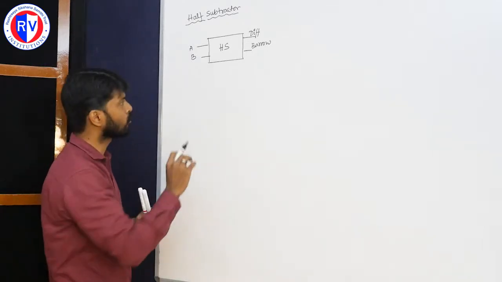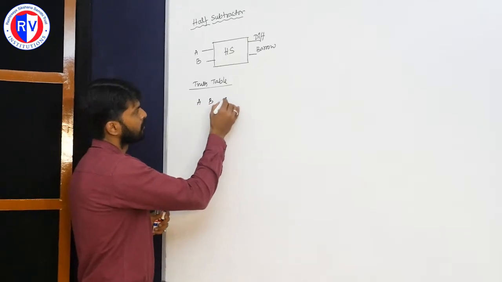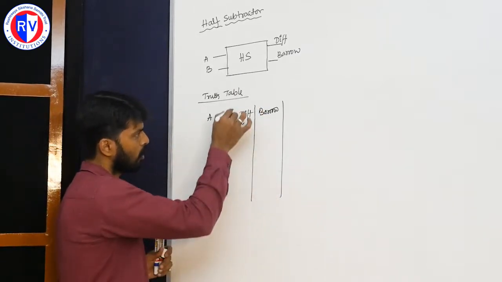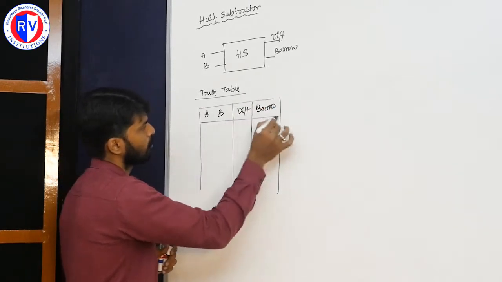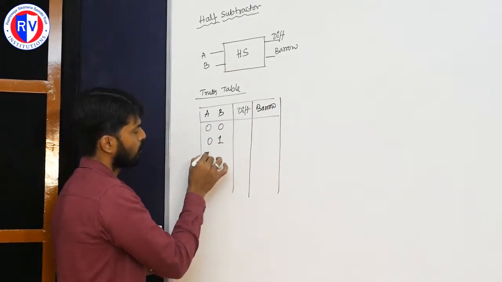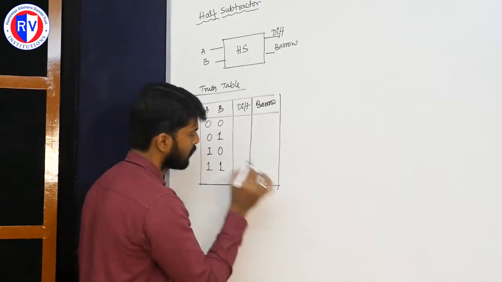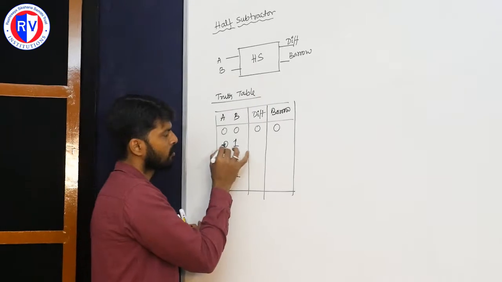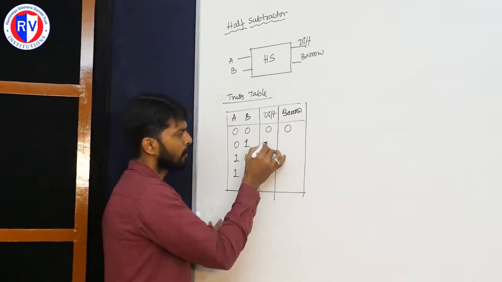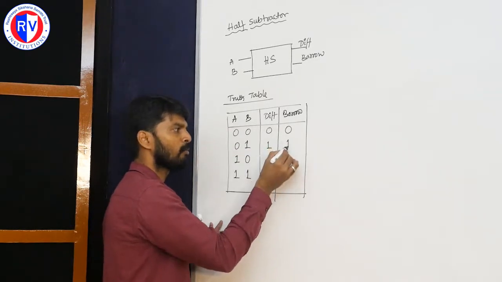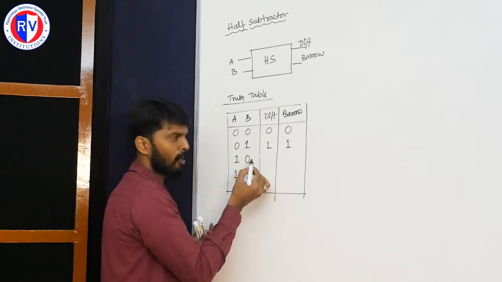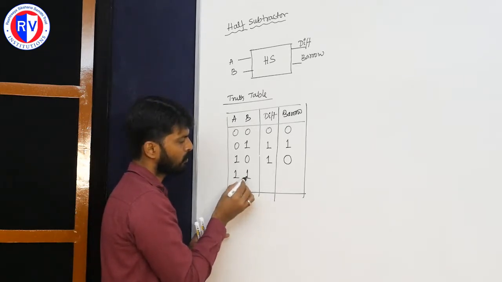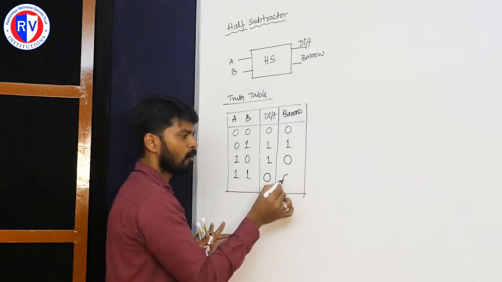For this block diagram, I am writing the truth table. In this truth table, it has A, B, and it has a difference and a borrow. These are the two outputs and two inputs. The combinations are 0 0, 0 1, 1 0, and 1 1. Now here I am writing 0 minus 0 is 0. 0 minus 1, what am I getting? Here the difference is 1, and for this I need a borrow also, so the borrow is also 1. Then 1 minus 0, borrow not required, 0, and the difference is 1. Now 1 minus 1 means the difference is 0 and the borrow is also 0.